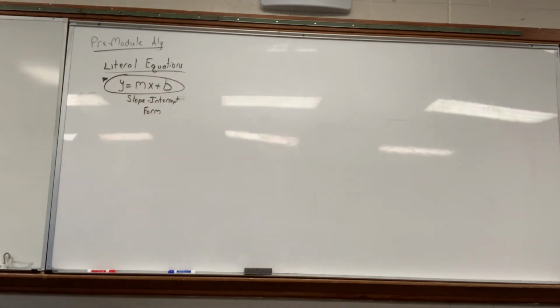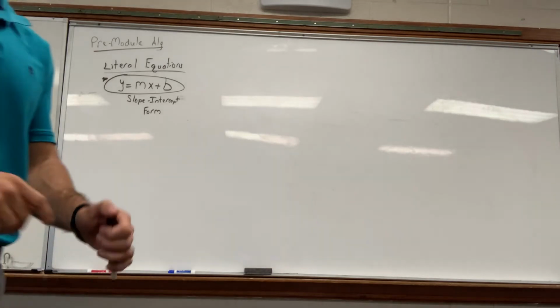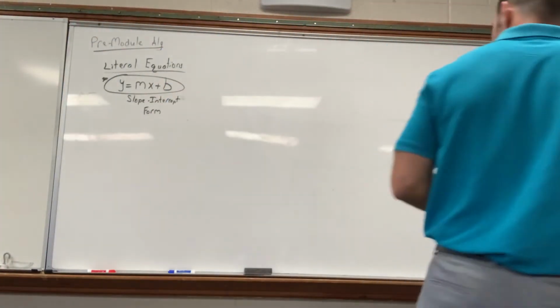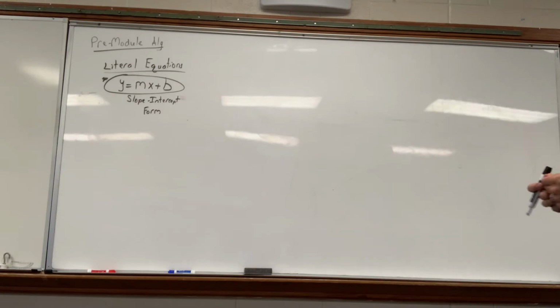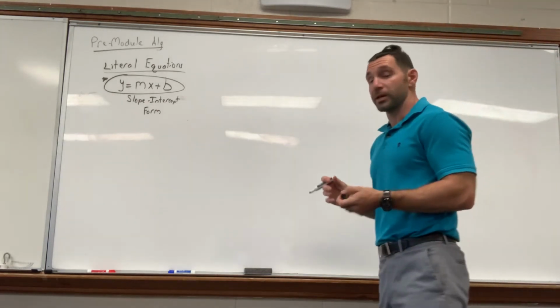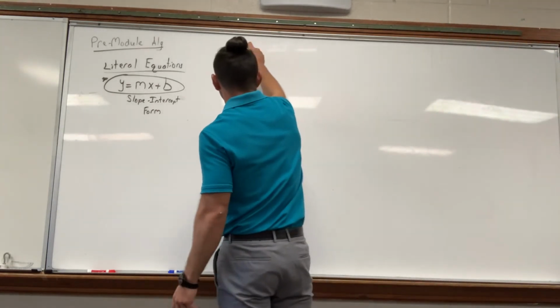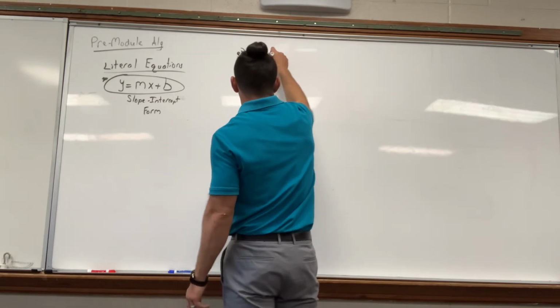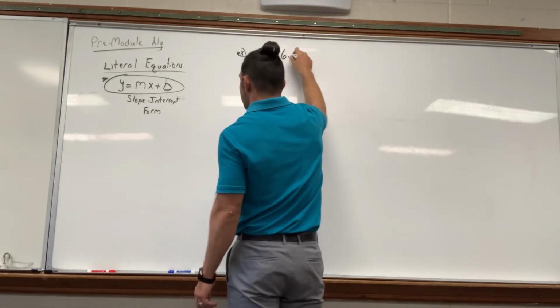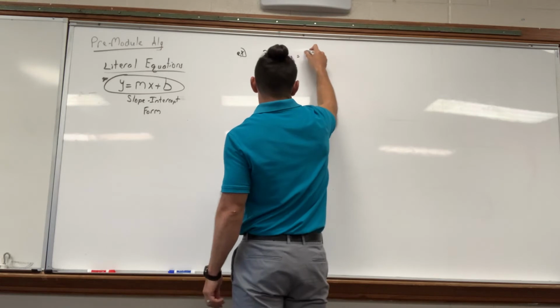Notice how there's a lot of variables there. We are going to need to be able to solve an equation for y. Mr. H, show me. Hot diggity dog. We've got 3x minus 6y equals 9.